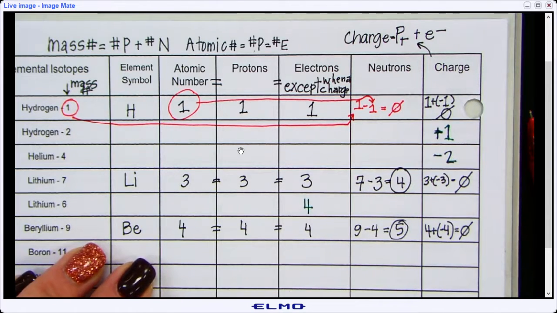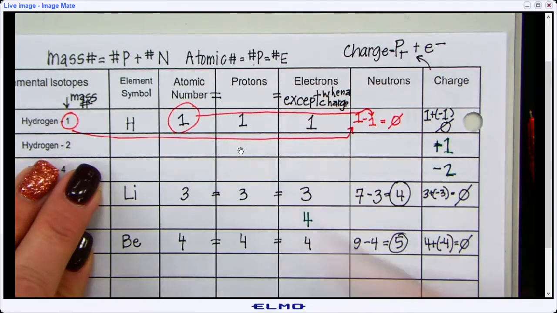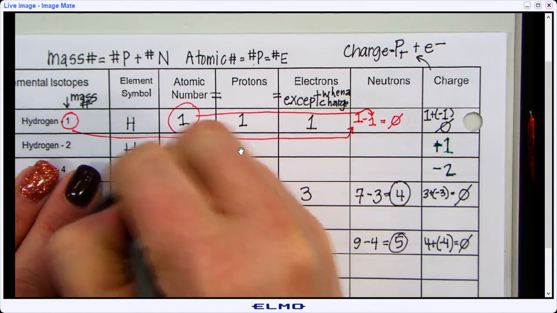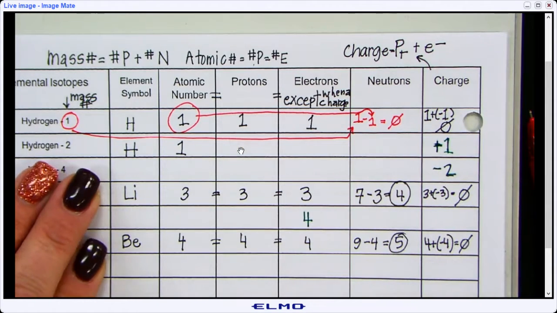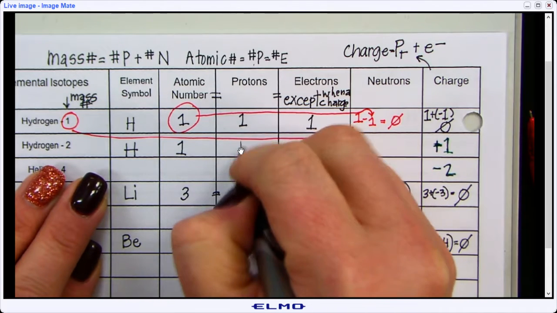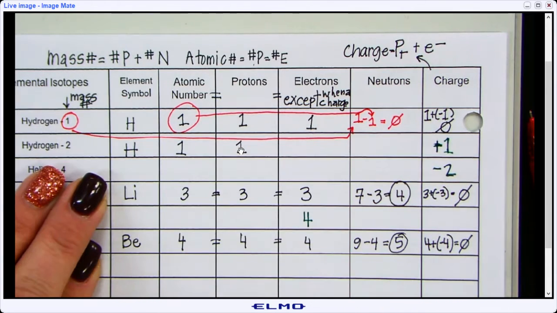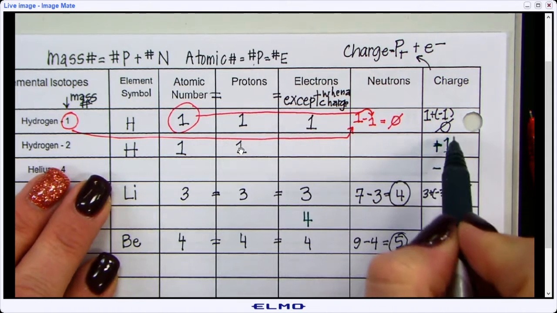So you should be good on ones that don't have any exceptions to it, but let's do hydrogen 2 now. So we know from up here from the isotope above that hydrogen is H. Its atomic number is 1. Remember, that doesn't change. And then our protons should be equal to the atomic number, which is 1. But we have an issue. Our issue is that we have a charge.